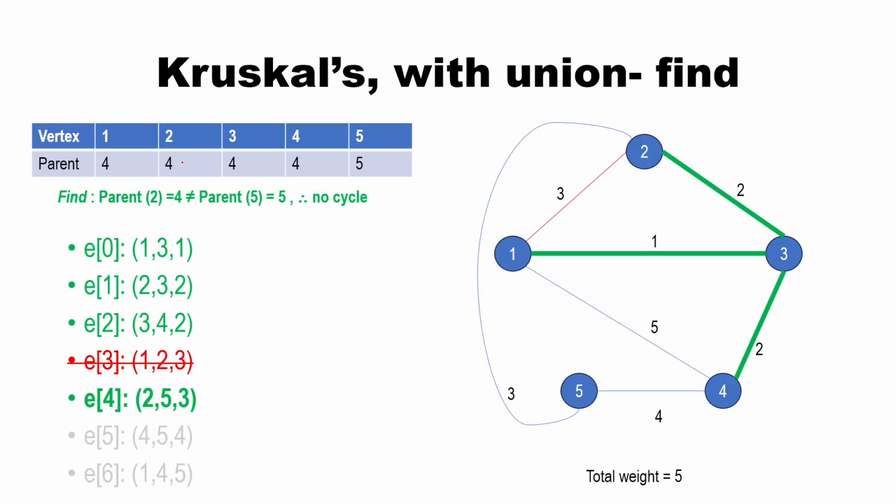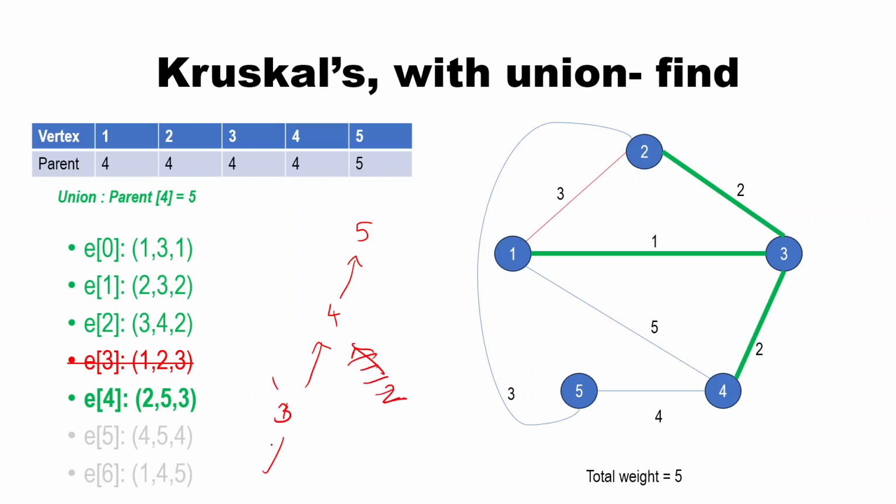Okay, now what will it look like? 4 to 5. So now the parent of 4 will get modified. Parent of 4 will become 5. So effectively, what is happening? 5, 4, then 3, and then you have 1 and 2, and we have performed path compression from 1 and 2 to 4.